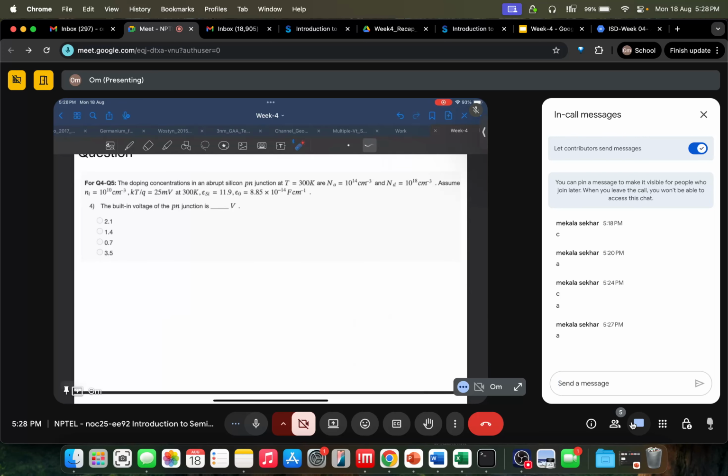So for questions 4 and 5, the doping concentrations in an abrupt silicon PN junction at temperature 300 Kelvin are Na of 10 to the power 14 per centimeter cube and Nd of 10 to the power 18 per centimeter cube. Assume ni of 10 to the power 10 per centimeter cube, kT by q of 25 millivolt at 300 Kelvin, and epsilon Si and epsilon naught. Find the built-in voltage of the PN junction. Please try to solve this question.